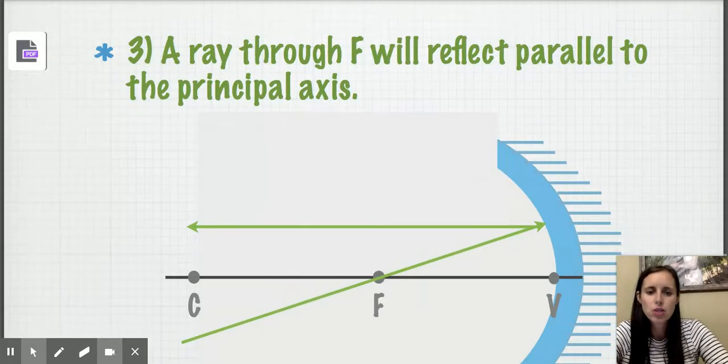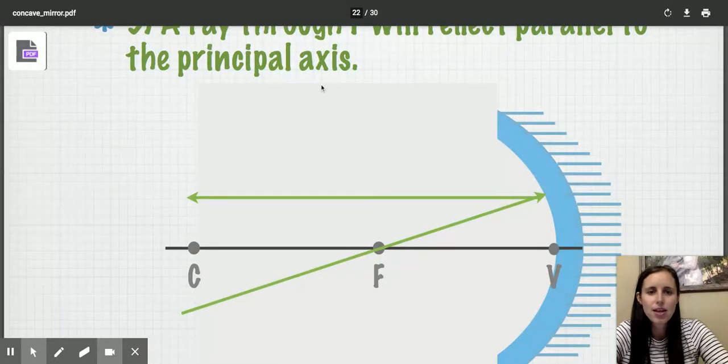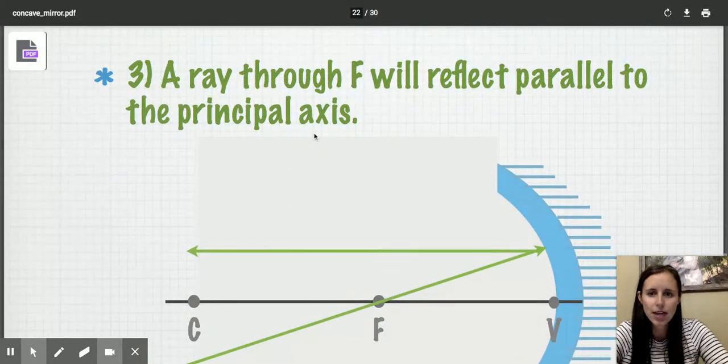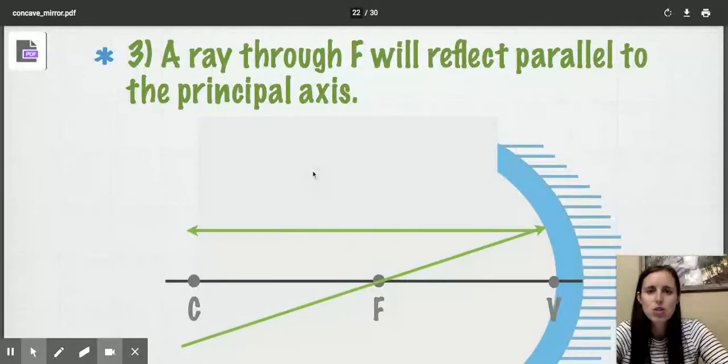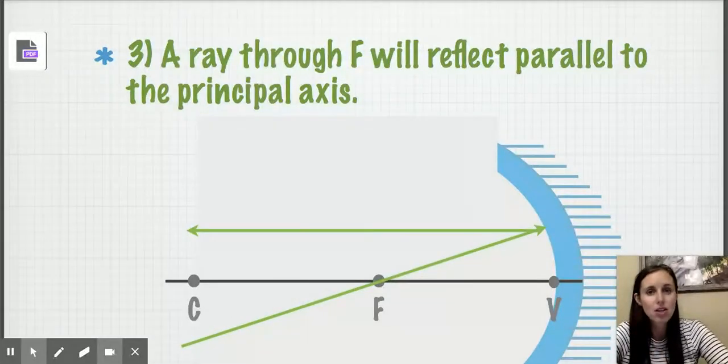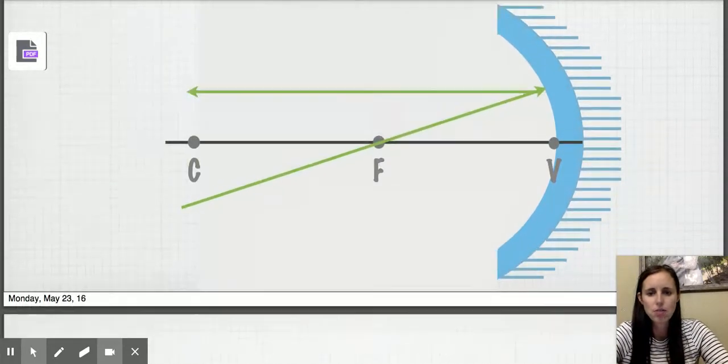Our third rule, which is in green here, says that a light ray through F will be reflected back to the principal axis. At first glance, this diagram might look exactly like rule number 1, but if you take a look at the arrowheads, it's actually different. We have a light ray now coming through F, hitting the mirror, and it's going to come out parallel. Well, this is what we would expect, right? A light ray coming in parallel comes out through F, just like a light ray coming in through F is going to come out parallel. So rule number 1 and rule number 3 are kind of like opposites of each other.